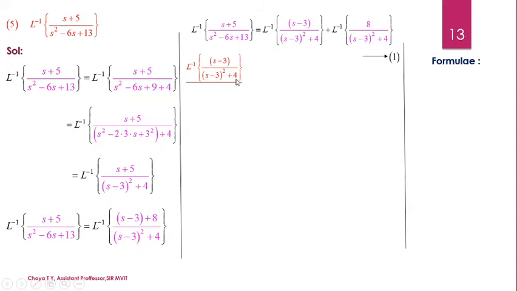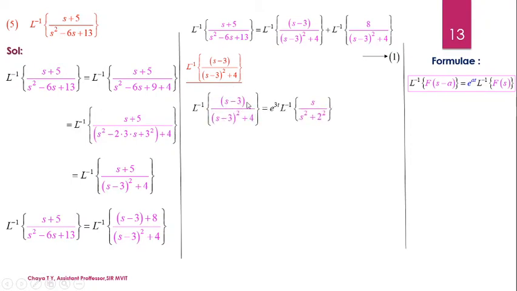Then we are going to consider the formula for the second shifting property. What is the formula for the second shifting property? It is Laplace inverse of F(s − a) equals e^(at) into Laplace inverse of F(s). So here compare the LHS of the formula with the expression that we have considered. So a takes the value 3. Therefore the RHS becomes e^(3t) into Laplace inverse of s by (s² + 2²). 4 can be written as 2².